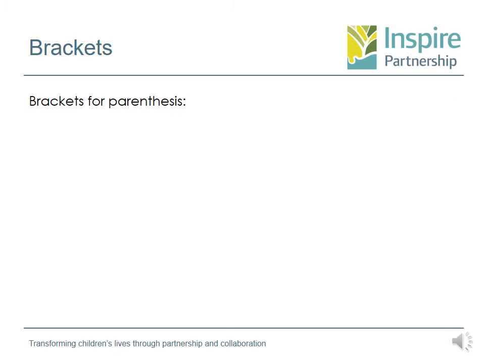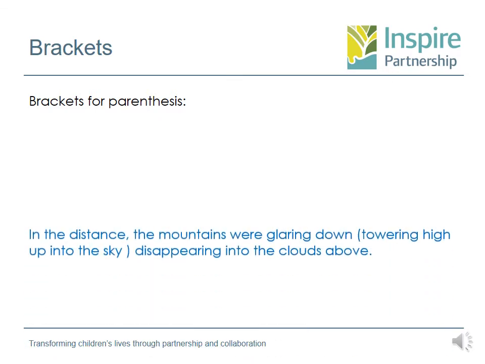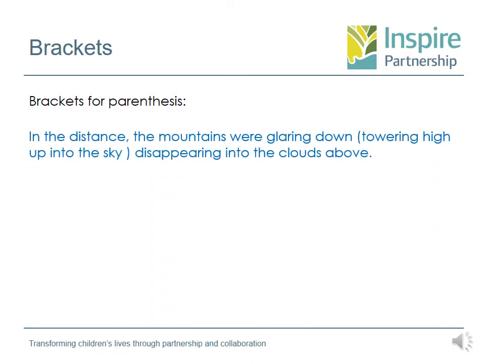So let's take a look at the brackets for parenthesis. I've given an example here in blue. In the distance, the mountains were glaring down, (towering high up into the sky), disappearing into the clouds above. You can see that I've put the brackets around towering high up into the sky. So I've got my open bracket and then my closed bracket at the end.